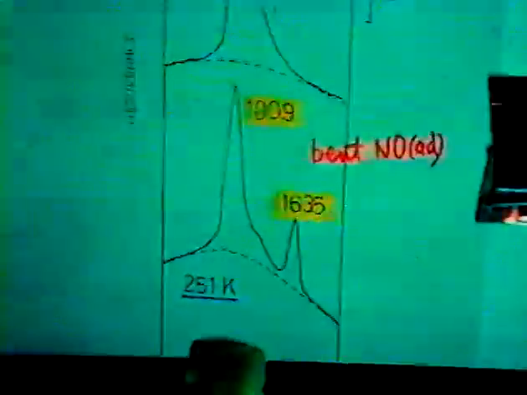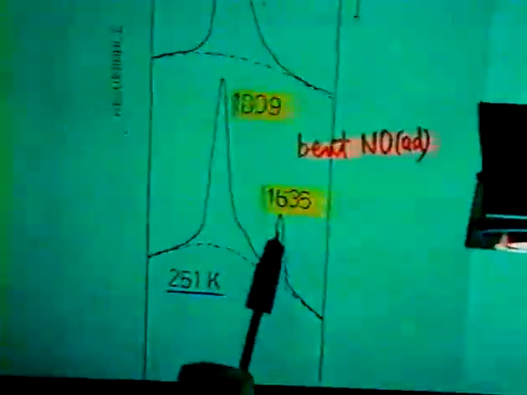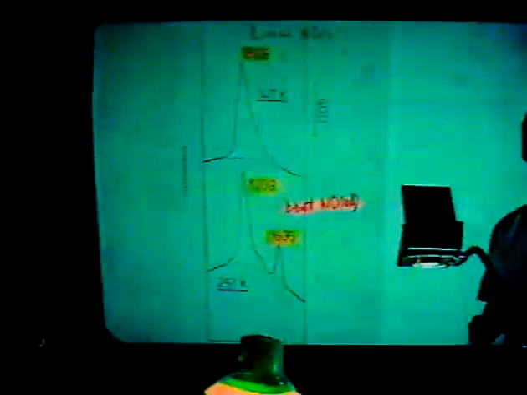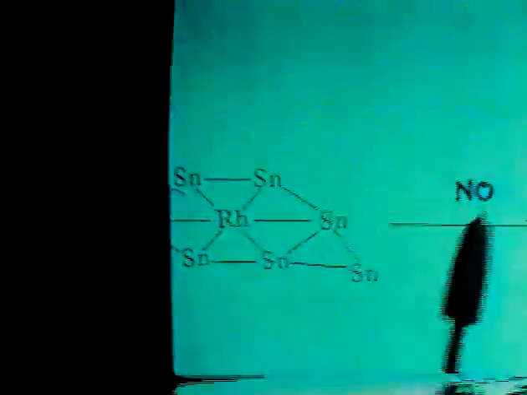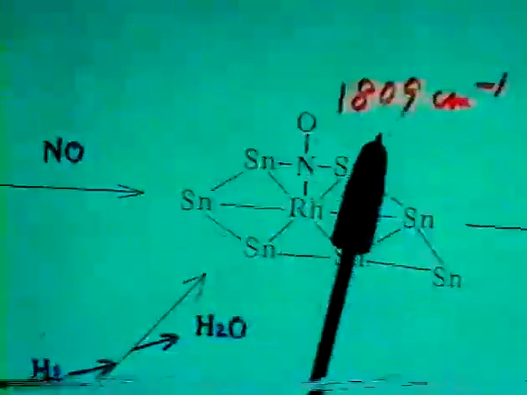To examine the second tin-oxygen bond, we took the FTIR at low temperature and at near room temperature. At 147 Kelvin, we observed the linear NO species at 1809 reciprocal centimeters. By heating this surface to 251 K, besides this linear NO peak, a low-frequency peak at 1635 reciprocal centimeters is observed.